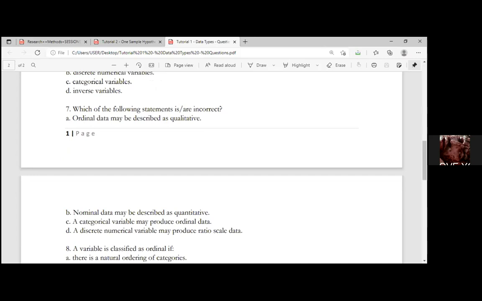Now, which of the following statements is or are incorrect? So take note, incorrect. Ordinal data may be described as qualitative. Nominal data may be described as quantitative. A categorical variable may produce ordinal data. A discrete numerical variable may produce ratio scale data. So which of them is or are incorrect?